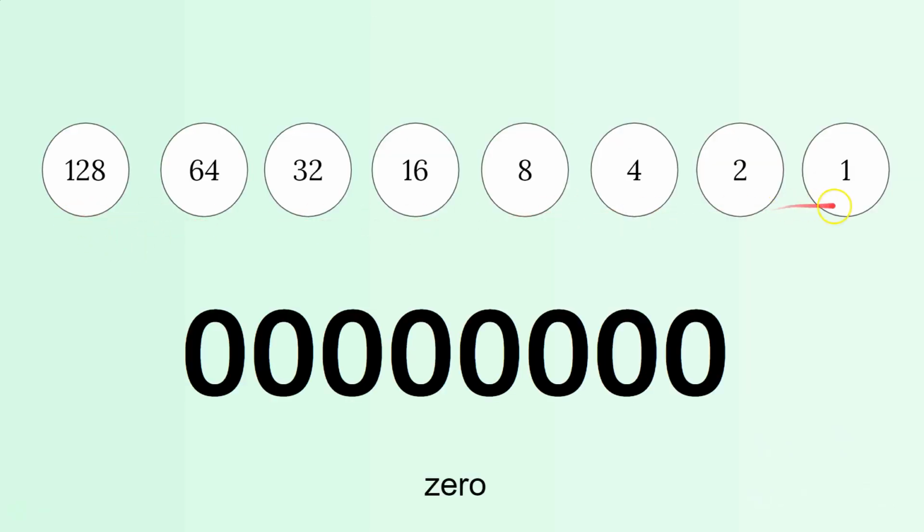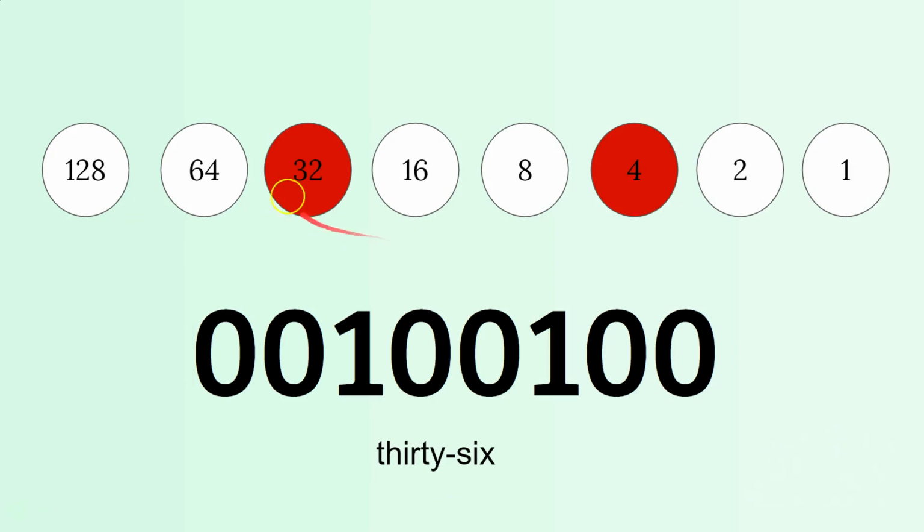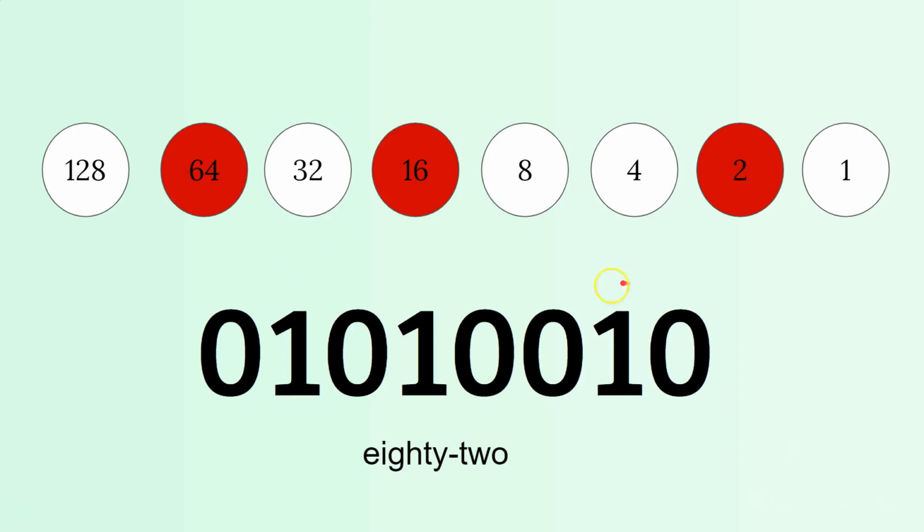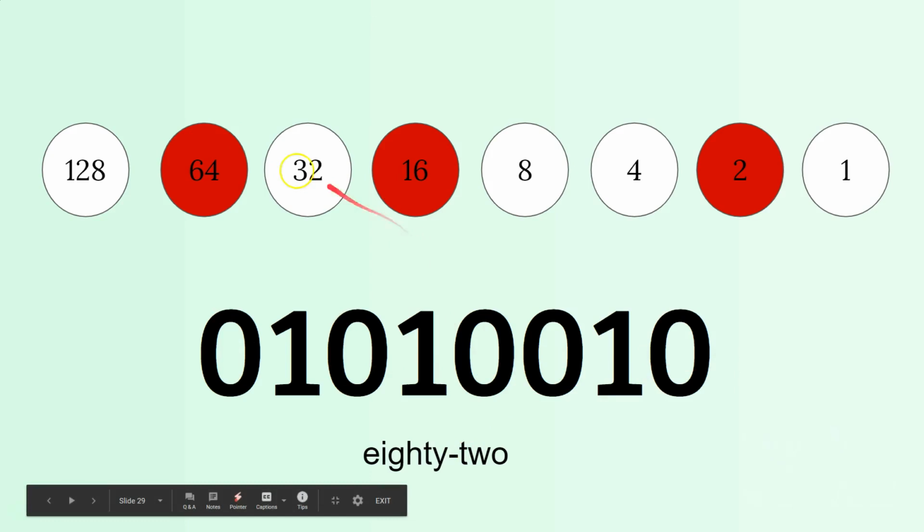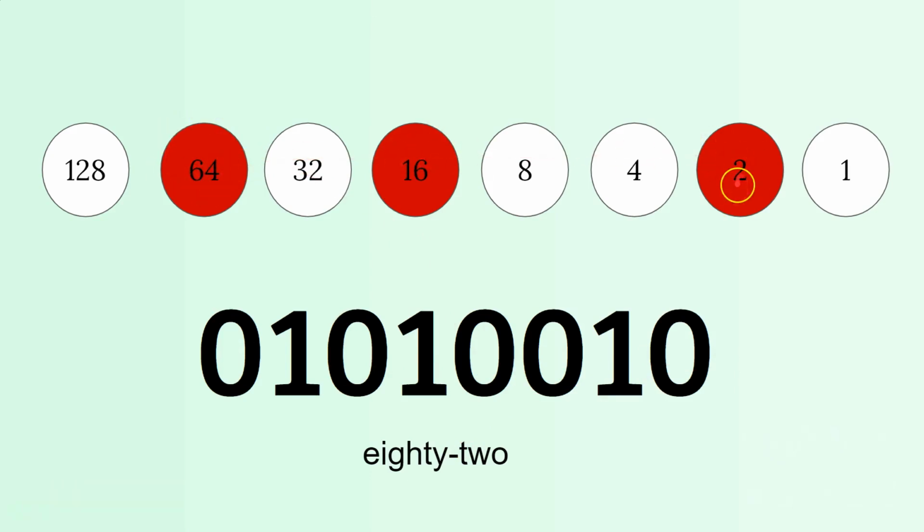We have all these dots now, and I won't go through every single one, but if we want to turn on some lights to equal 36, we could turn on this 32 and this 4, and that will give us the binary number 00100100. The binary number 01010010 would be 82. That means I turned on the 64, I turned on the 16, and I turned on the 2.